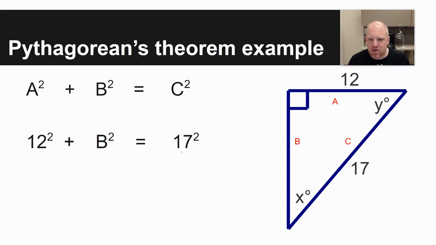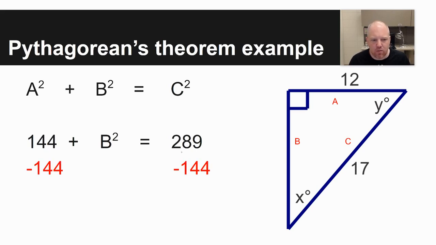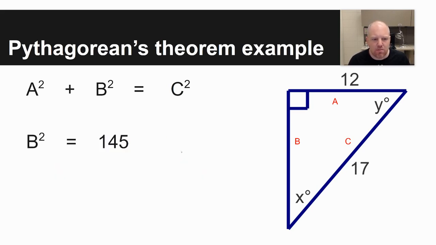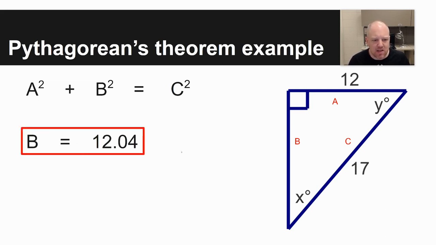When you plug in values for this equation, 12 squared, the adjacent side to y, plus b squared, the adjacent side to x, or the opposite side of y, is equal to c squared, or 17 squared. So when we type those into our calculator, 144 plus b squared is equal to 289. Again, you want to isolate b. If we subtract 144 from each side of this equation, you end up with b squared is equal to 145. When you take the square root of this, b is equal to 12.04.